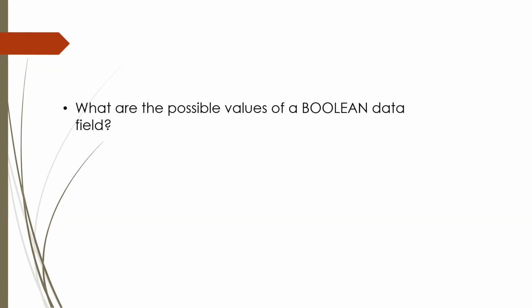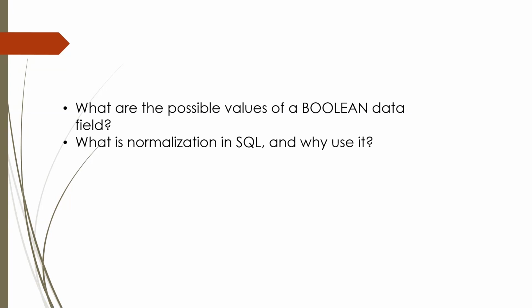Now comes the next question. What are possible values of a Boolean data field? In some SQL flavors such as PostgreSQL, the Boolean data type exists explicitly and takes values true, false, or null. In other flavors such as Microsoft SQL Server, the BIT data type is used to store Boolean values as integers: 1 that is true, or 0 as false.